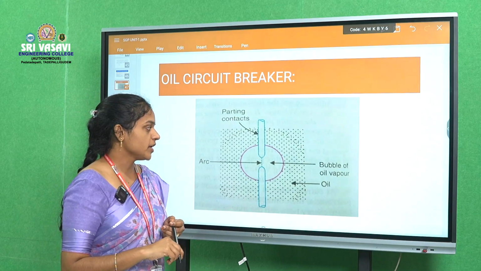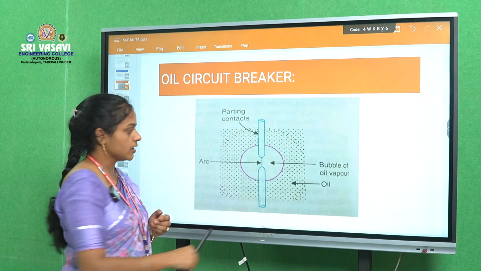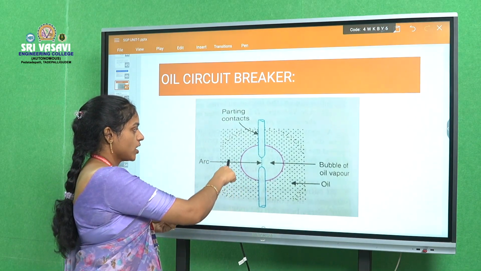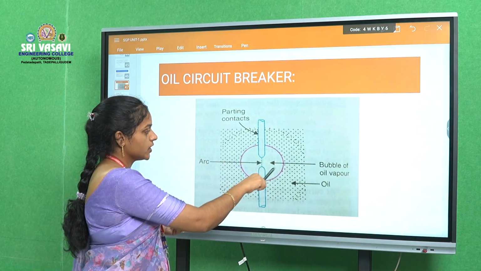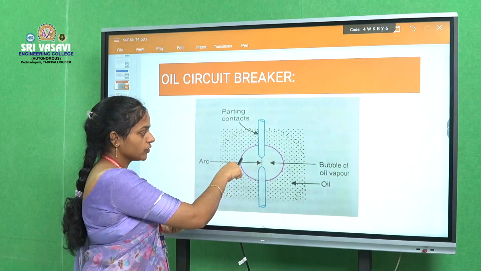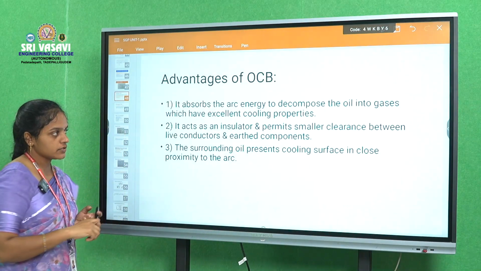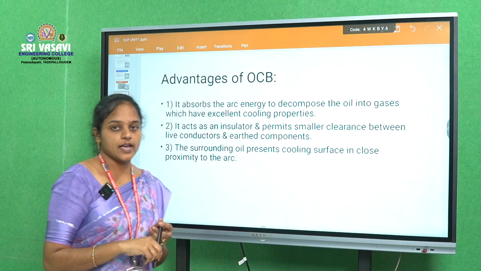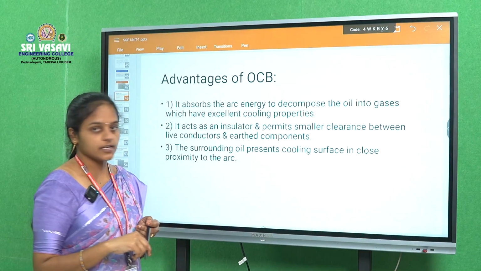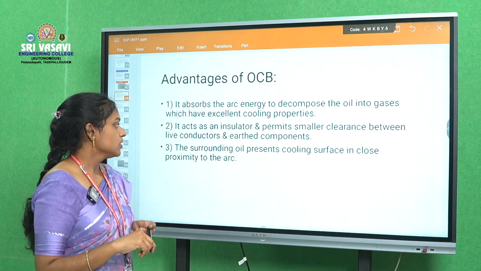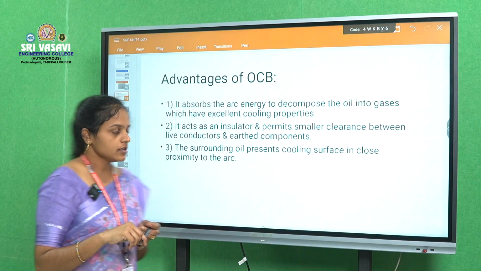This oil circuit breaker has, like a normal circuit breaker, two contacts: one is a fixed contact and another is a moving contact. In an oil circuit breaker, the contacts are totally immersed in oil. The dielectric strength of the oil is useful to quench the arc. Here are some advantages of the oil circuit breaker. Oil has good dielectric strength, and oil acts as a good cooling medium, like an insulator and cooling material. It also helps to cool the whole circuit breaker surface.